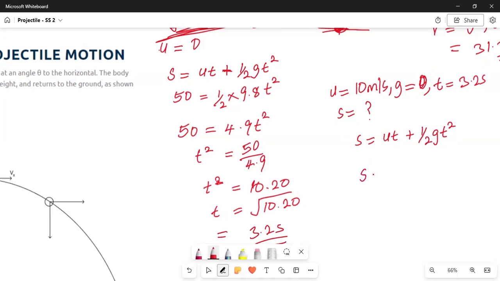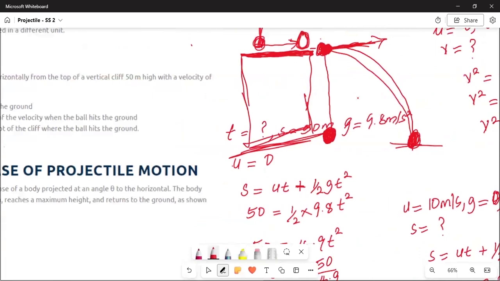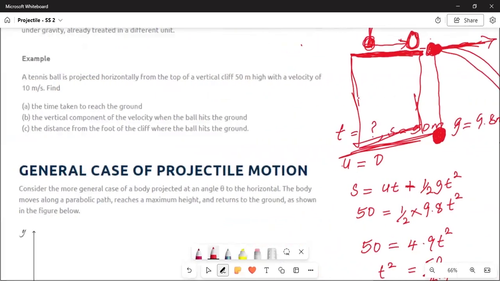So s equals the initial velocity of projection, which is 10, times the time taken for the ball to hit the ground, which is 3.2. 10 times 3.2 is 32. So the distance away from the foot of the cliff is 32 meters. That is for a simple case of projectile.